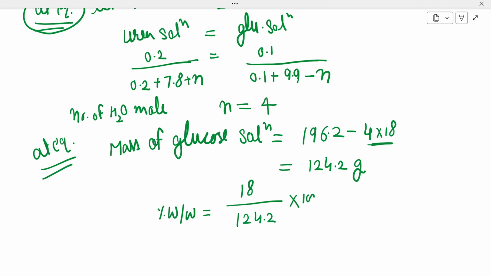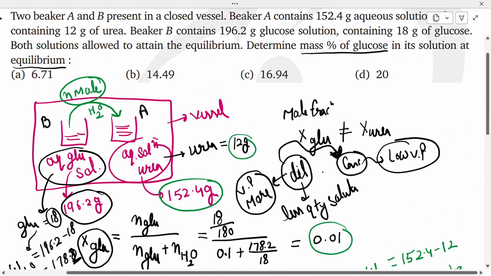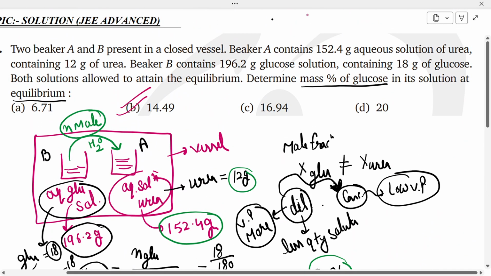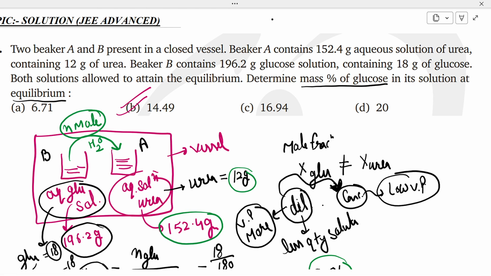Now we can calculate percent weight by weight. Percent weight by weight means the mass of solute, that is the mass of glucose present at equilibrium, 18 gram, divided by the mass of solution at equilibrium, 124.2 gram, multiplied by 100. So that will be equal to 14.49. So that is actually our final answer, 14.49, which means answer B is the correct answer.